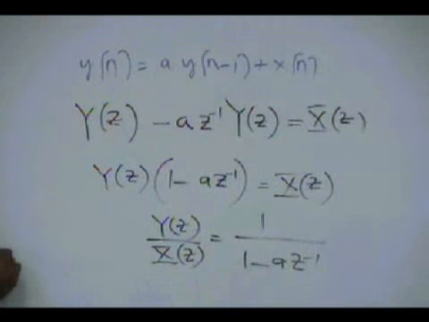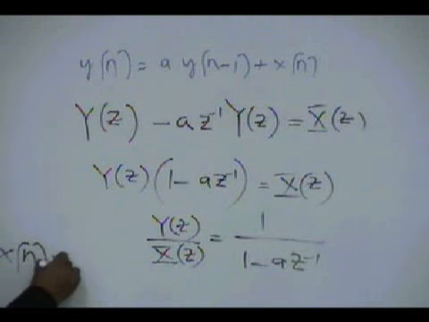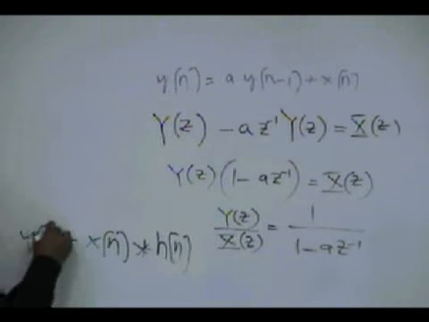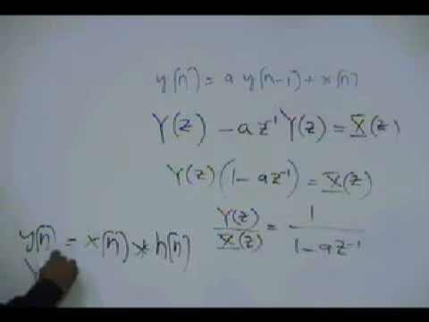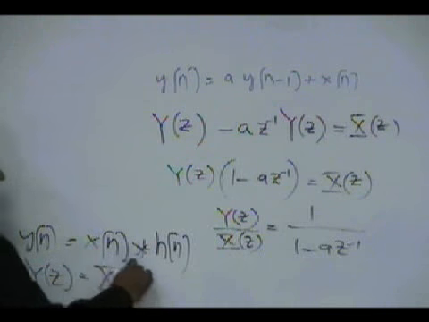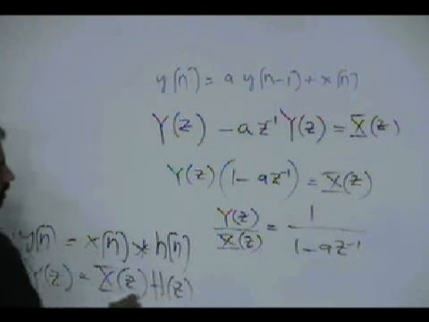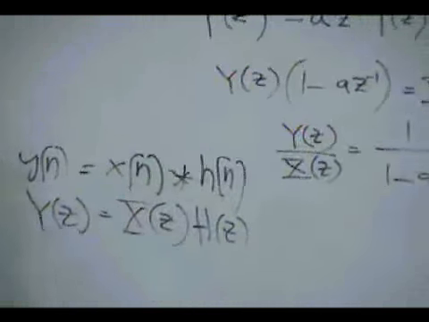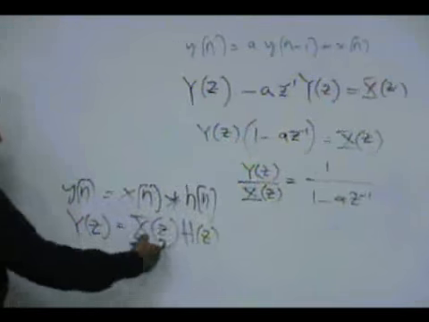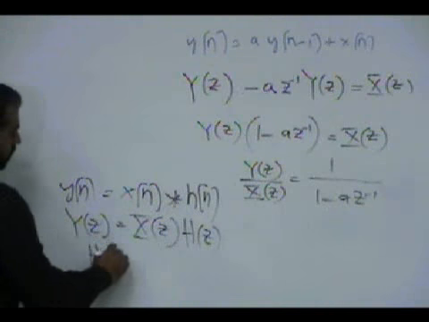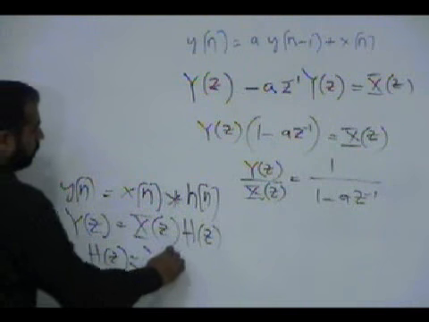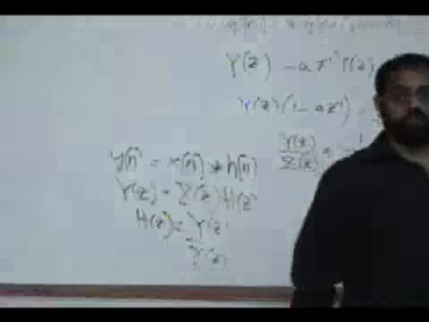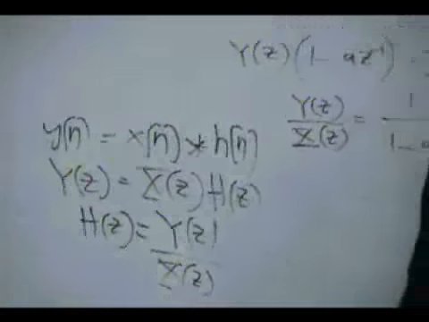I know that x of n convolved with h of n is what? y of n. If you take Z transform, we know Y of Z is equal to, and convolution is multiplication in Z domain. I know this, right? If you take Z transform of both sides, convolution will change into simple multiplication. So H of Z is in fact Y of Z over X of Z. So this is the H of Z. What you see here is in fact H of Z.